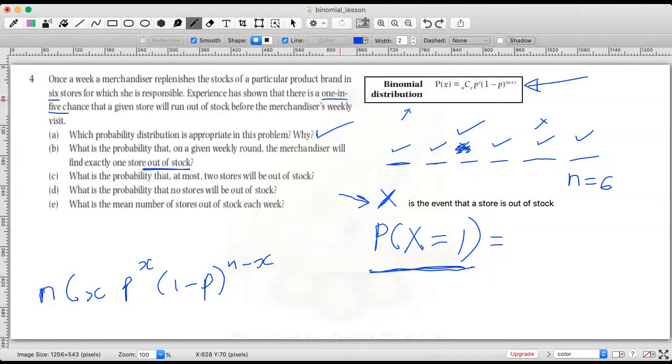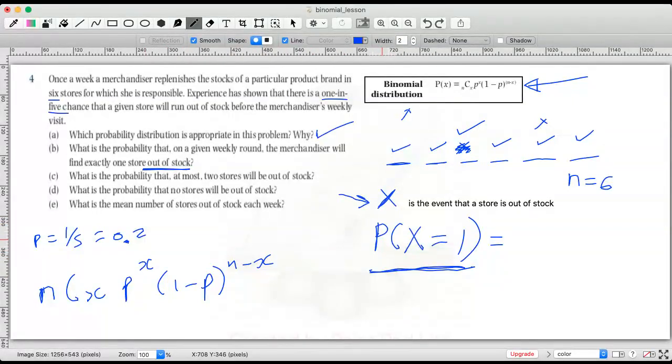It says experience has shown that there is a 1 in 5 chance that a given store will run out of stock. So 1 in 5. That means P is equal to 1 over 5. You can write this as a fraction or as a decimal. It's really up to you. Either way, you have to plug it into the formula.